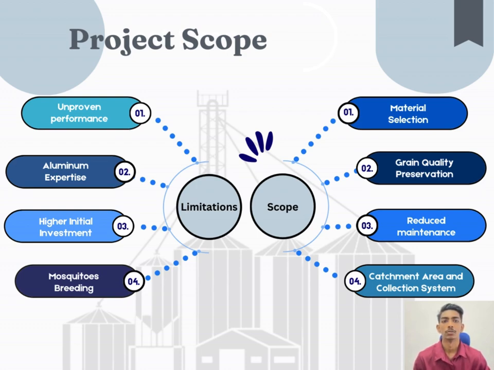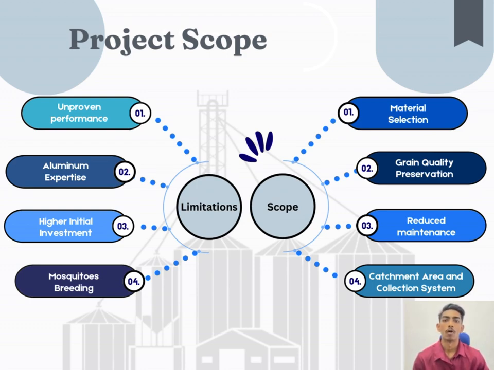We also have limitations to this product. First is unproven performance. Although our product might be encouraging, more time will likely be needed to completely persuade buyers. Next, aluminium expertise. Designing and building aluminium silos may call for specialized knowledge, which could affect project delays and prices. Moving on, higher initial costs. Aluminium silos tend to have a higher initial cost, but it is cost saving in the long term. But sometimes buyers tend to see the initial cost as well. Lastly, mosquito breeding. Since we have a rainwater collection area, there is a slight chance that mosquitoes could breed there.